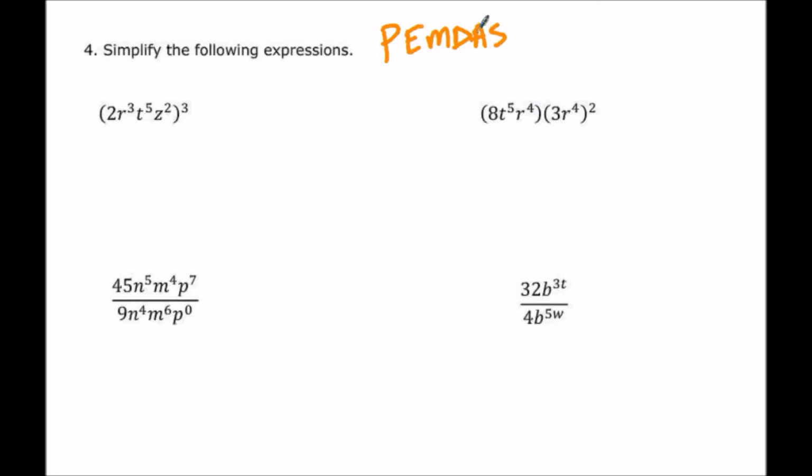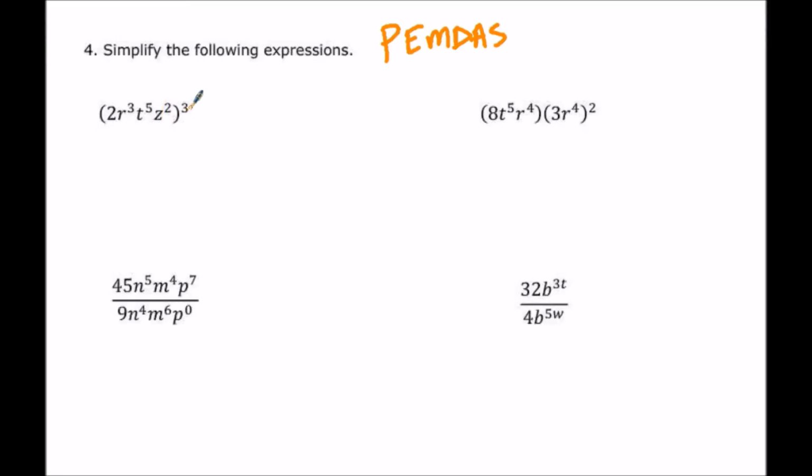And so in this case, I see parentheses, so I'm going to come over here and look at parentheses. I look: 2, that's a coefficient, r cubed, t to the 5, z to the 2. Is there anything I can do inside the parentheses? The answer is no. They all have different bases, so I cannot combine them. So then I go to E, exponent. Is there an exponent? Yes. So what I have to do is do the exponent to everything.